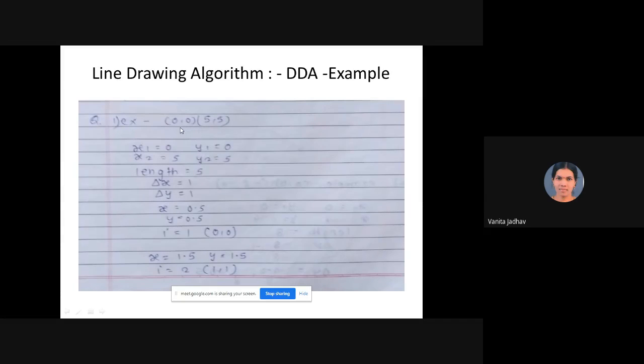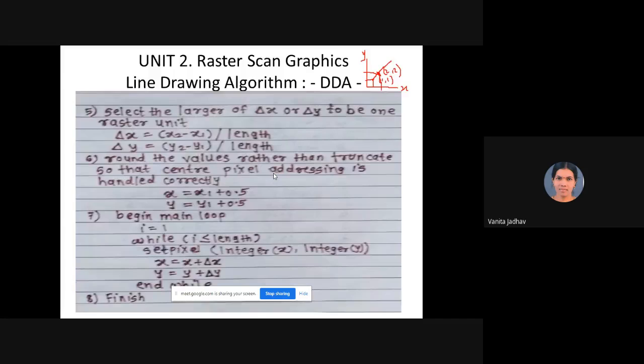So I want to draw the line from 0, 0 to 5, 5. So these are the two endpoints given to me. The first endpoint is nothing but 0, 0 and the second endpoint is nothing but 5, 5. So that's why my x1 will be 0, y1 will be 0, x2 will be 5 and y2 will be 5.